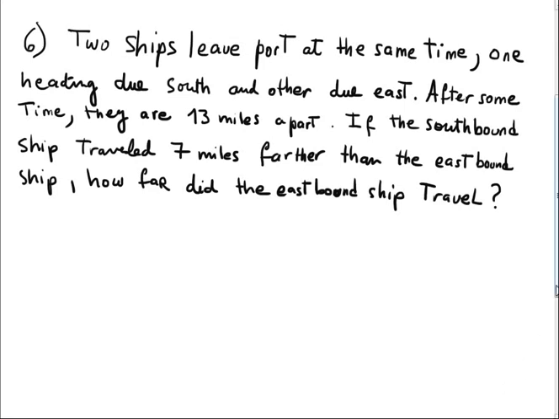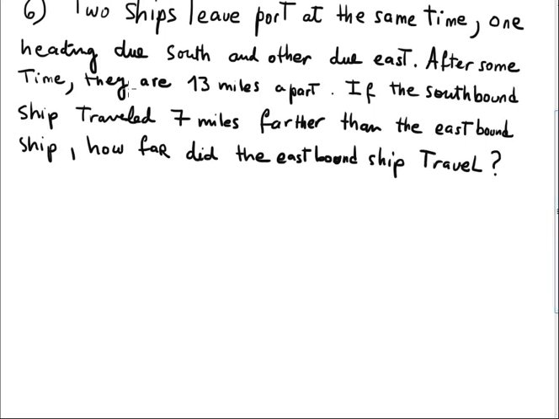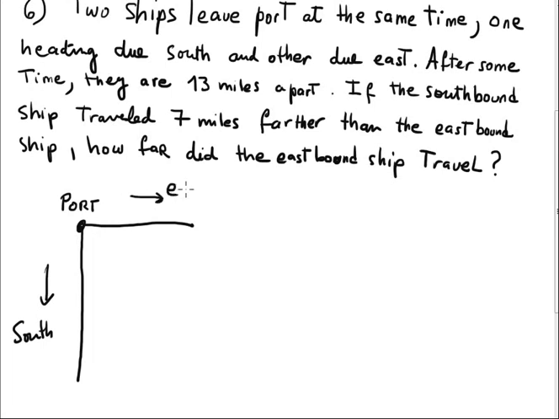Okay, to understand the problem much better, let's do a sketch. I suppose that this point represents a port, and one ship traveled south in this direction, and another traveled east in this direction. One more piece of information we have: at one specific point, they are 13 miles apart. So this segment is 13.